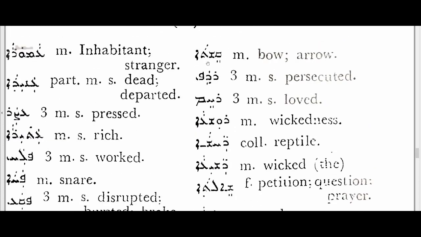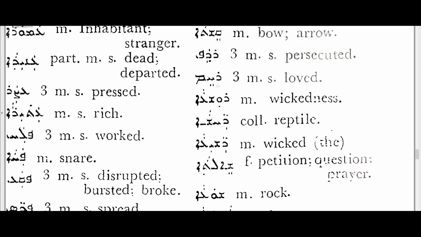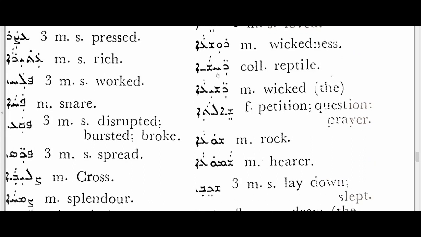Qishta, the bow. So we have the rainbow, we call it Qishta the Maran, the bow of our Lord. Radab, persecuted, he persecuted. The evil man persecuted me, Radab. Or the evil woman, Rad Path. Rakhim, he loved, she loved. Rikhmath. Rush'a, kind of sounds wicked. Rush'a, right? Rashi'a would be the wicked man. Rush'a, wickedness.